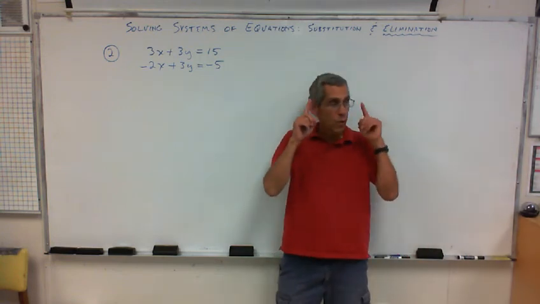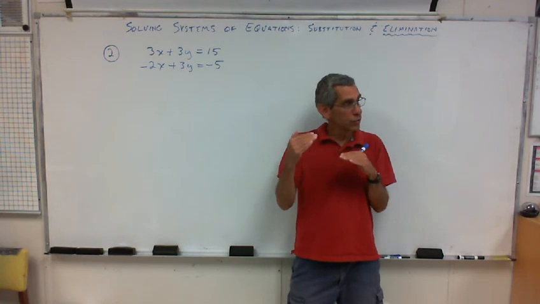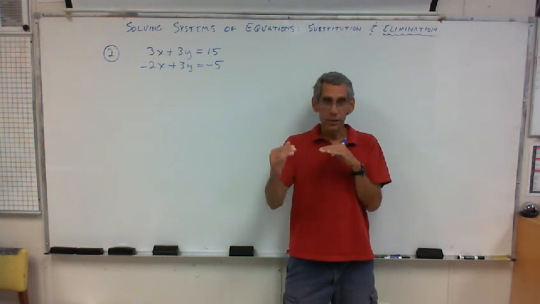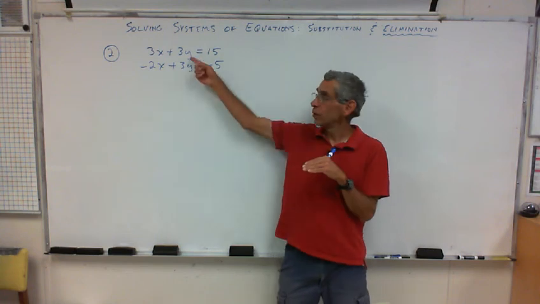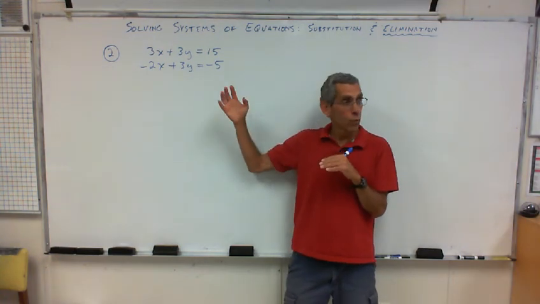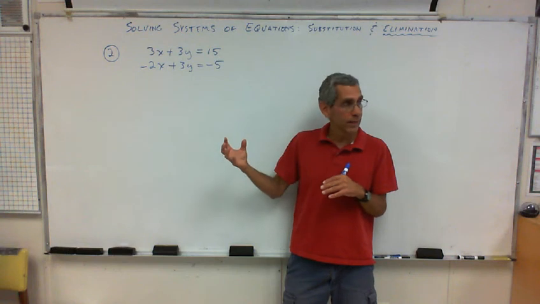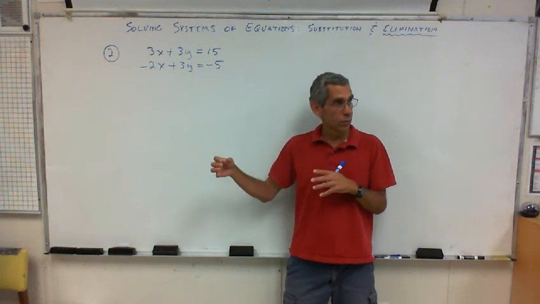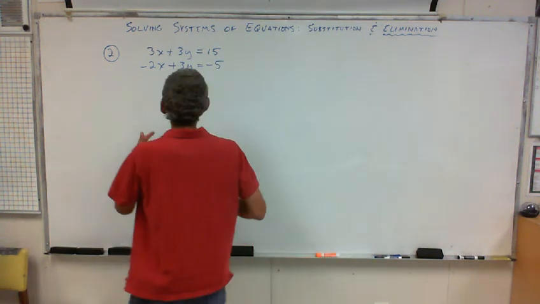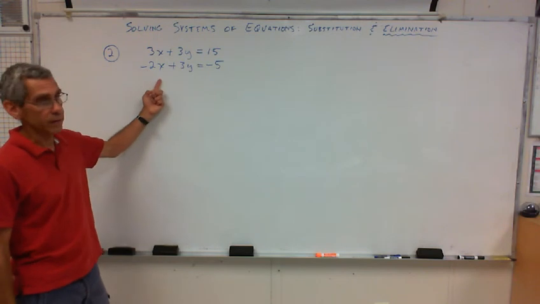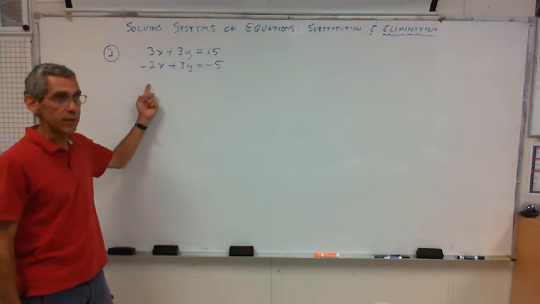So remember, when you use elimination, you're going to try to add 2 equations together, both of these equations together. And the only reason you're going to do that is to eliminate either the x's or the y's. Now, I'm going to look at this. If I added these together, I would have negative 1, I would have 1x, right? So that wouldn't eliminate my x's.